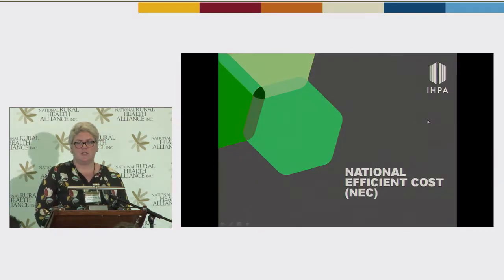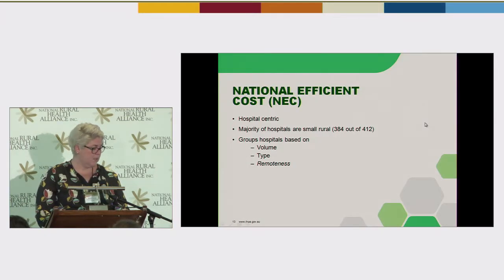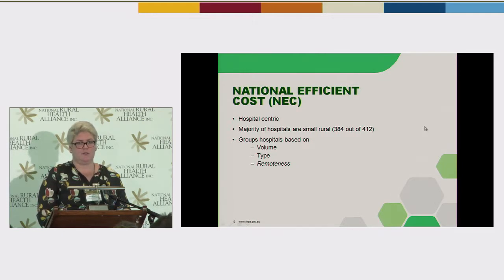Moving on to the national efficient cost, which is the mechanism by which we allocate funding to small rural hospitals. Rather than being patient-centric like the NEP, the national efficient cost is hospital-centric. So it takes the expenditure of small rural hospitals. The majority of these NEC hospitals are small rural, so 384 out of 412. And we group and model the expenditure of these hospitals based on their volume.